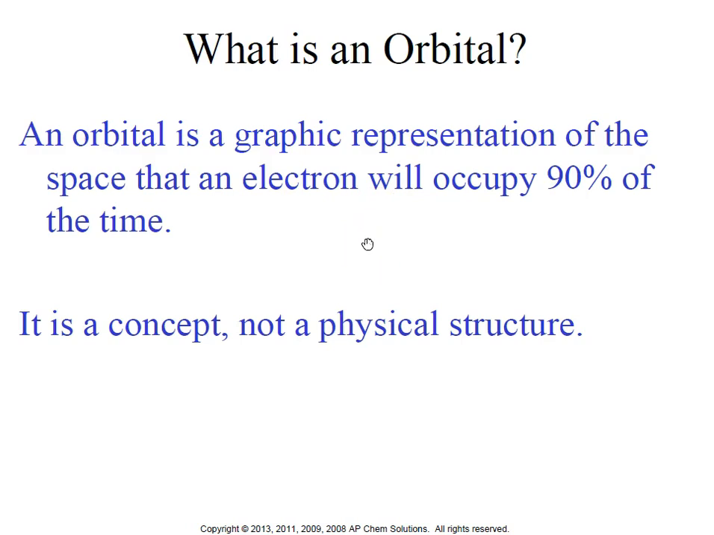So what is an orbital? An orbital is an area that the electron will occupy 90% of the time. So the atom doesn't know where its orbitals are. This is just a label that scientists have put on these areas, saying the electron is here 90% of the time.